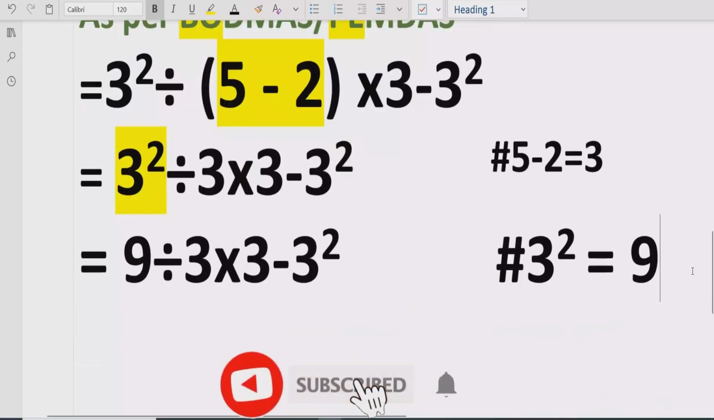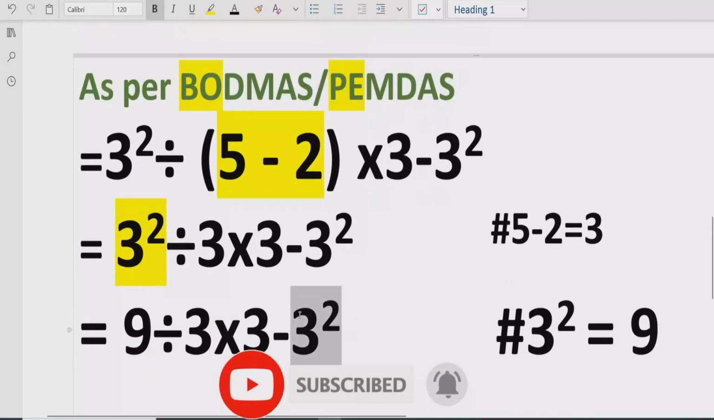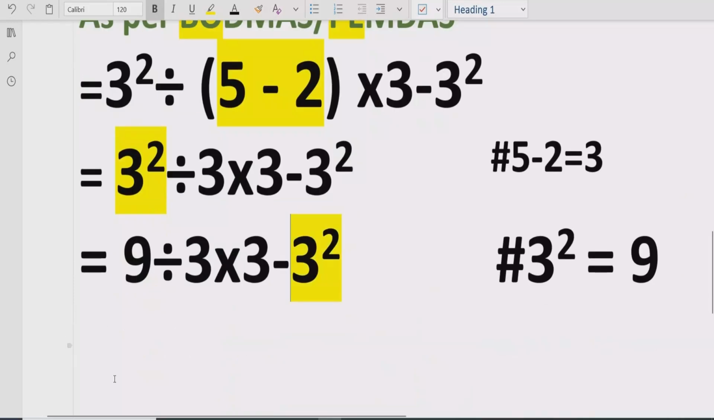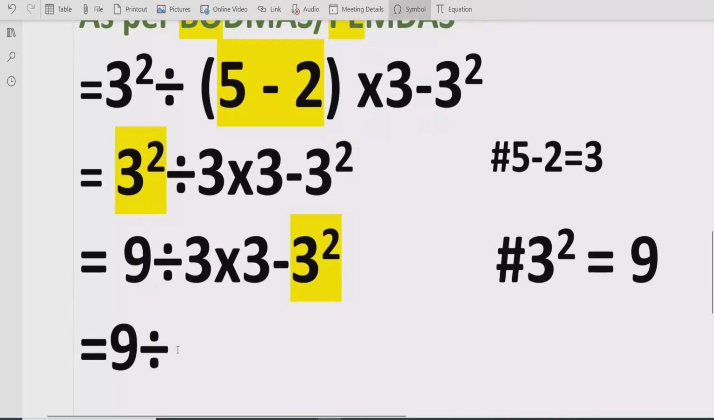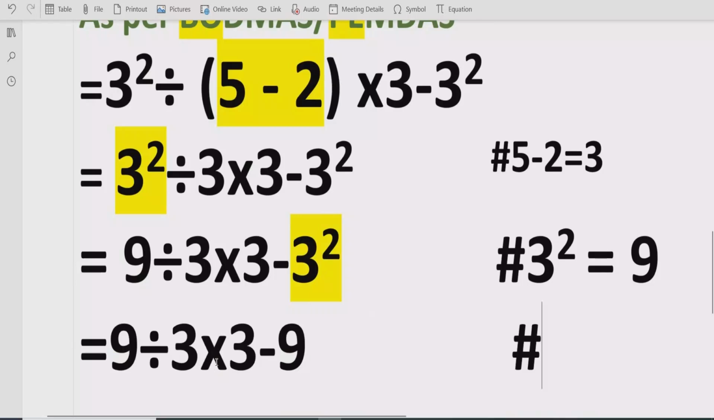Now move forward. Step number 2, we will revise again because we have another 3 raised to power 2. This one: 9 divided by 3 multiplied by 3 minus 3 raised to power 2, and 3 raised to power 2 means 3 multiplied by 3, which is equal to 9. And here we give the reference: 3 raised to power 2 becomes 9.